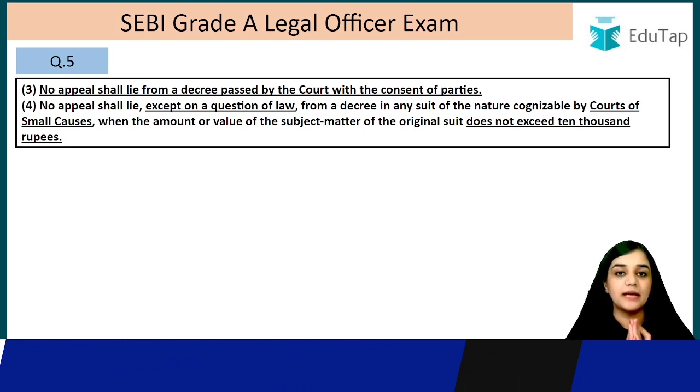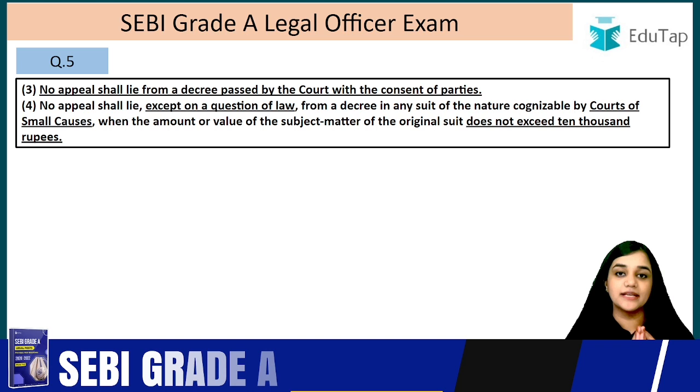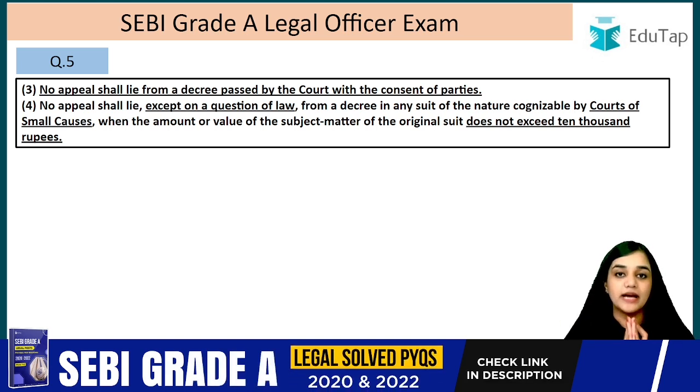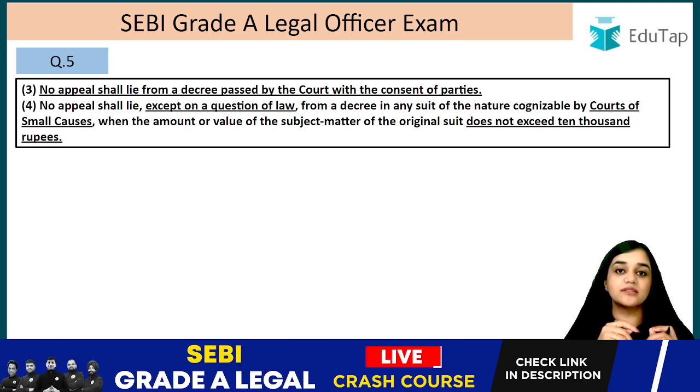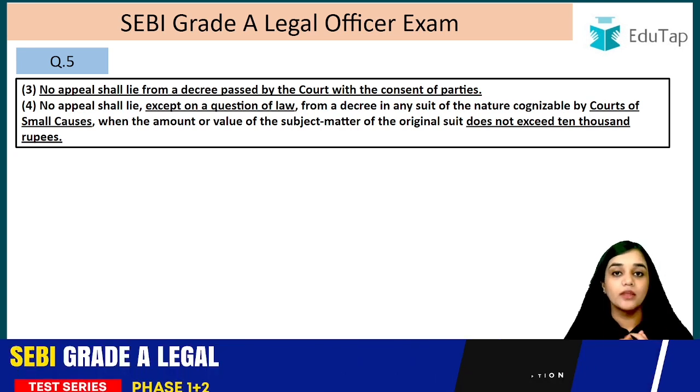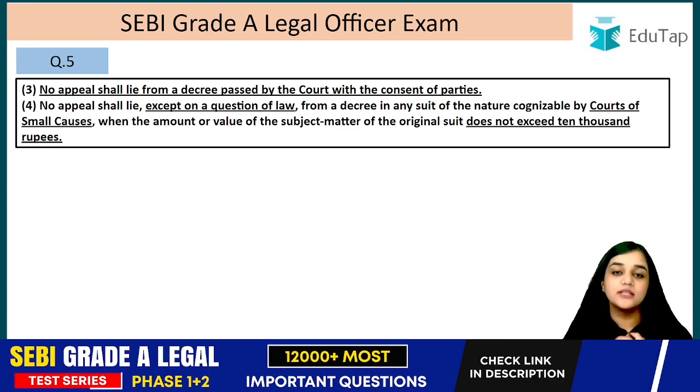The court is only the stamping authority in that case, and when both parties agree to that compromised decree, an appeal shall not lie. But there is also an exception to that. For example, one party alleges that my consent was taken by fraud. In that case, an appeal can lie. But otherwise, in a compromised decree or consent decree, an appeal shall not lie.